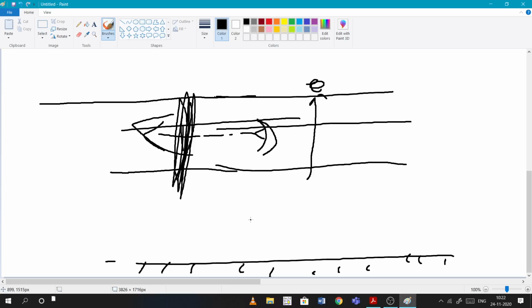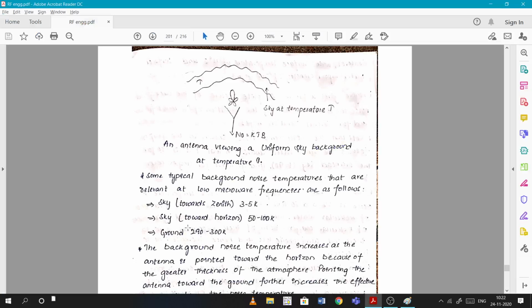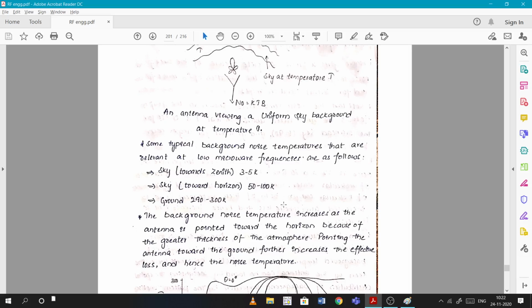And compared to that, when the antenna is at the ground plane, the temperature is around room temperature, 290 to 300 Kelvin, so the noise is even higher here. That's why we are most concerned about horizon and ground, because they generate significant noise power compared to zenith. The ground plane noise temperature increases as the antenna is pointed towards the horizon.